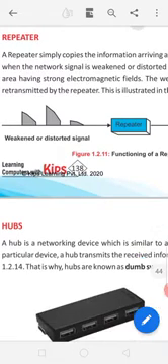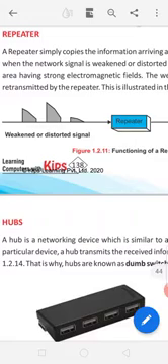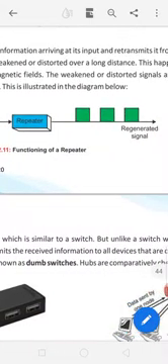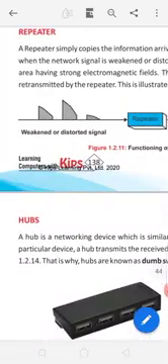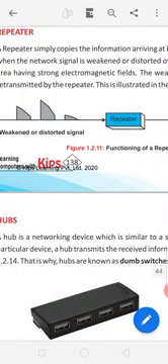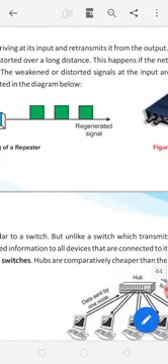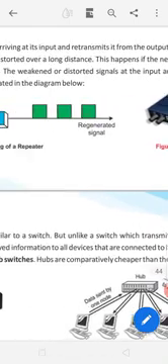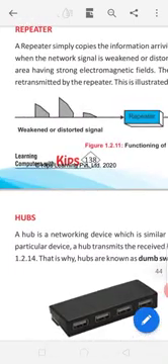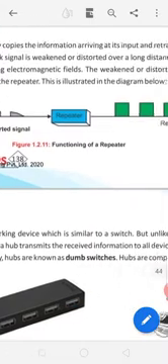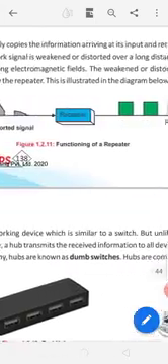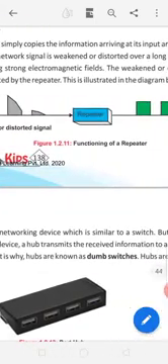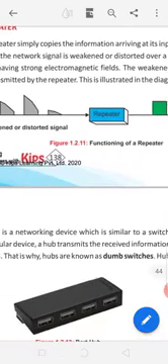Now, next one, repeater. A repeater simply copies the information arriving at its input and transmits it from the output. This is required at times when the network signal is weakened or distorted over a long distance. This happens if the network passes through an area having a strong electromagnetic field. The weakened or distorted signal at the input is regenerated and then transmitted by the repeater. This is illustrated in the diagram below.